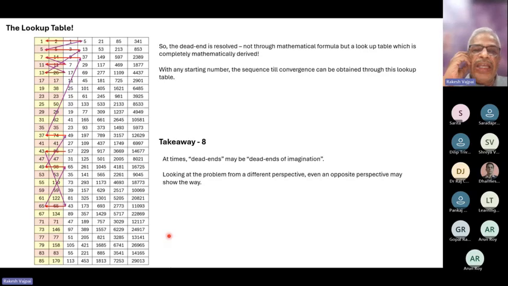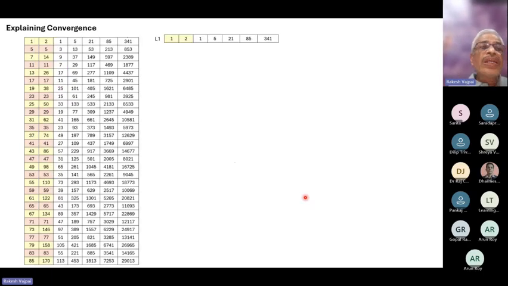So basically, again, dead end could be a dead end of imagination. Not delving on this further, I think it's clear enough. Now, why this is important is because it gives me an explanation of what is happening. I can explain why this particular series converges. And again, there is a difference between an explanation and a proof.